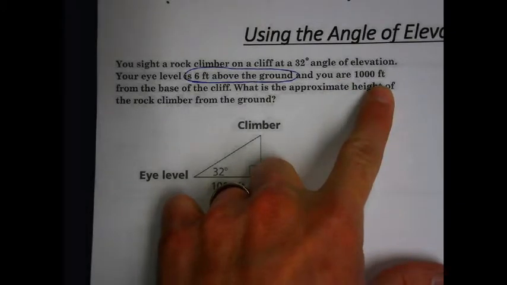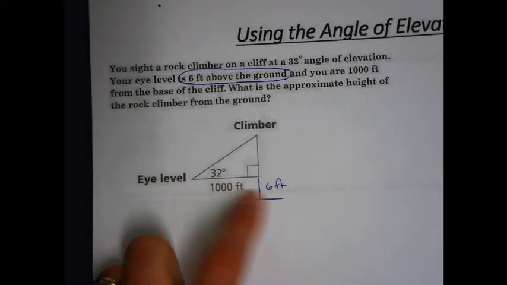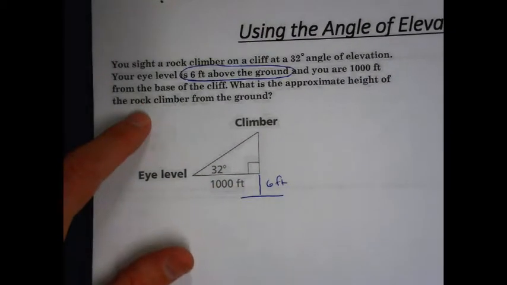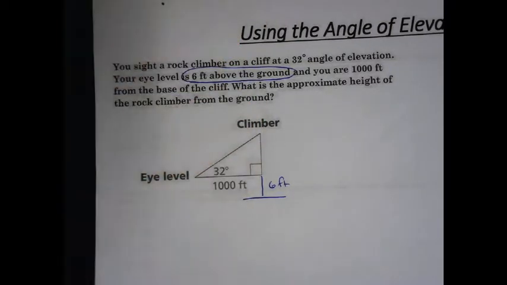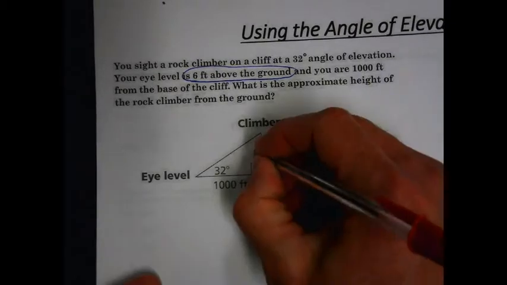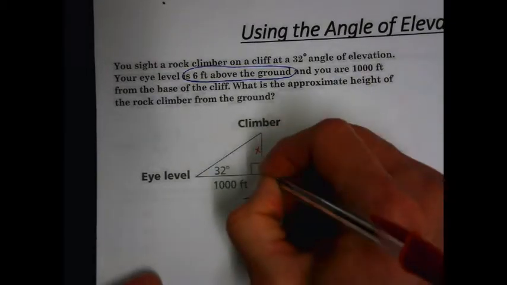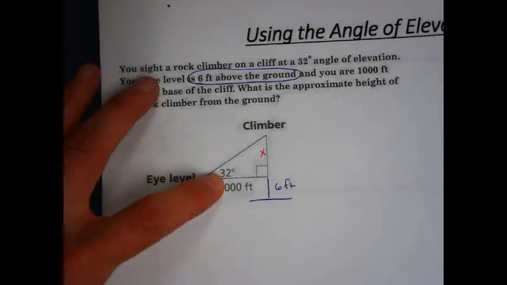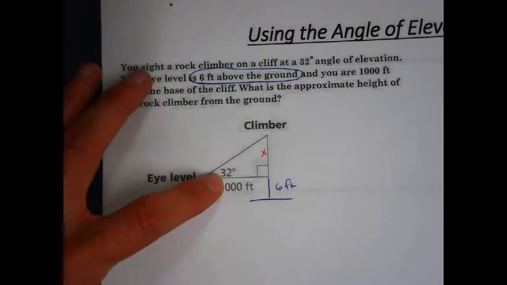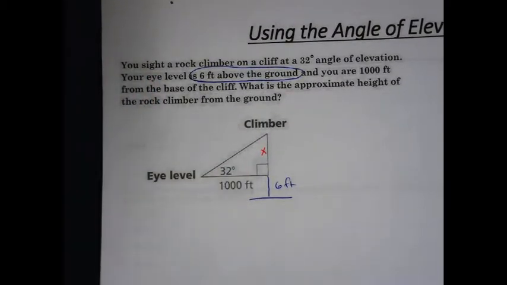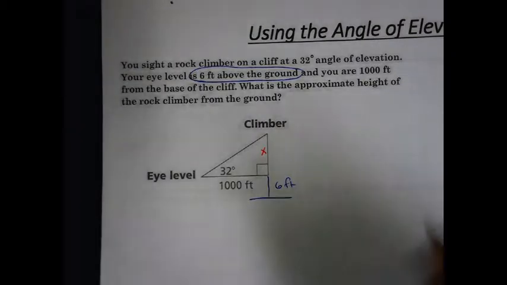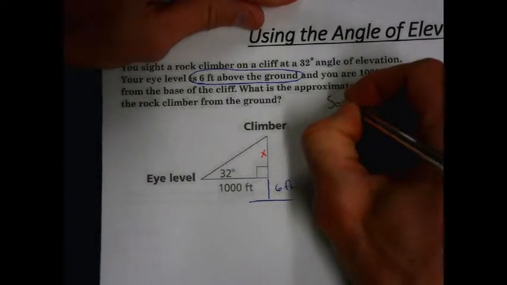We are 1,000 feet from the base of the cliff. That makes sense. What's the approximate height of the rock climber from the ground? So we have a climber and the ground. What we're missing is a certain distance from our eye level, our line of sight, to the rock climber. We have a 32-degree angle of elevation, we have a distance from the base, and we're looking for a height. So when you look at this, back comes Chief SOHCAHTOA.